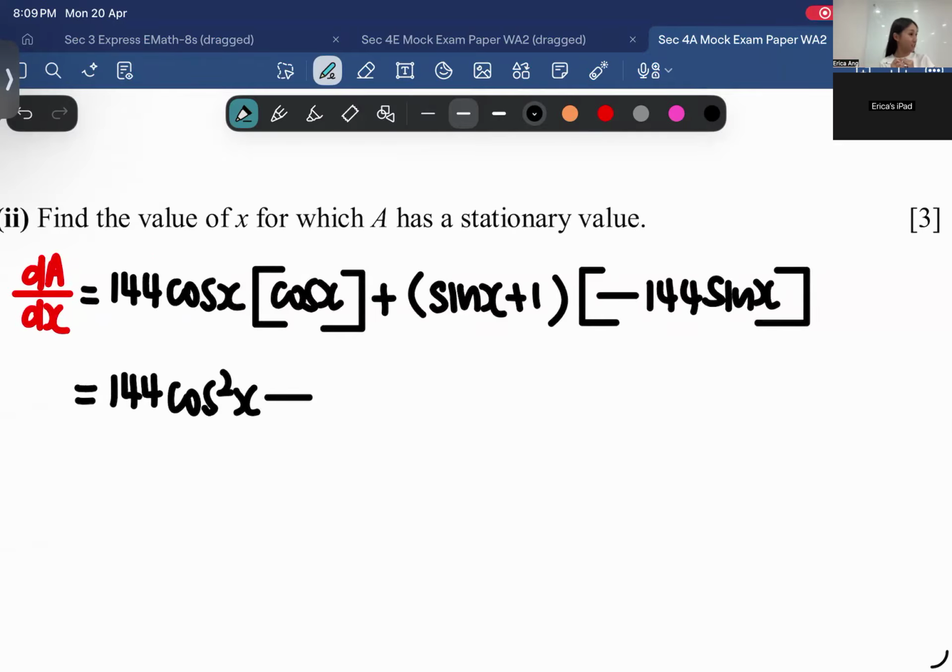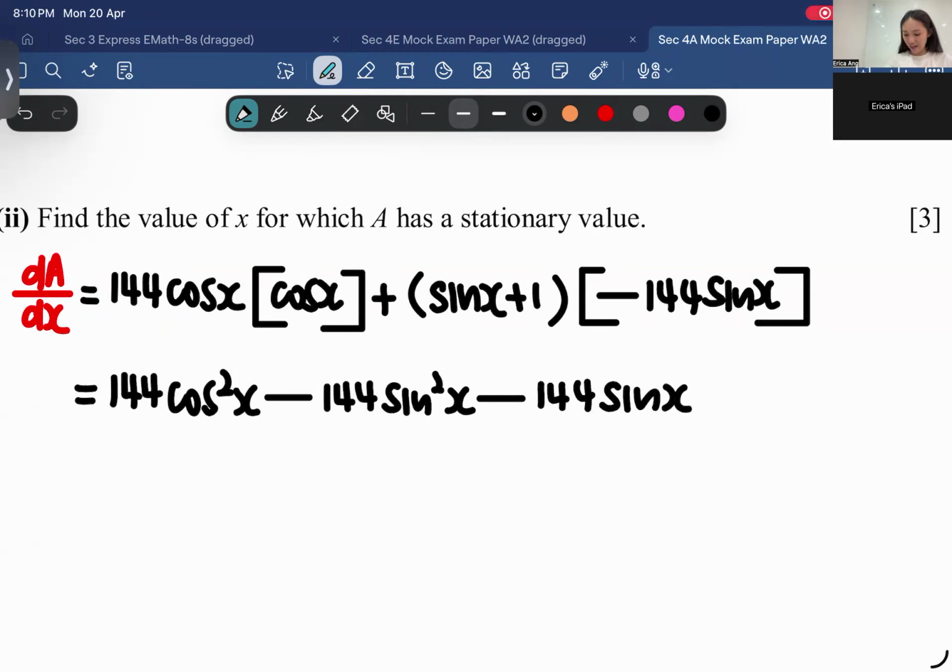This one doesn't have a power trigo angle, so you can do it. Be careful, because you always forget the last part. This one will be minus 144 sine square x minus 144 sine x. So many minuses. Okay, am I correct? Okay, nice. Then now we do this, right?